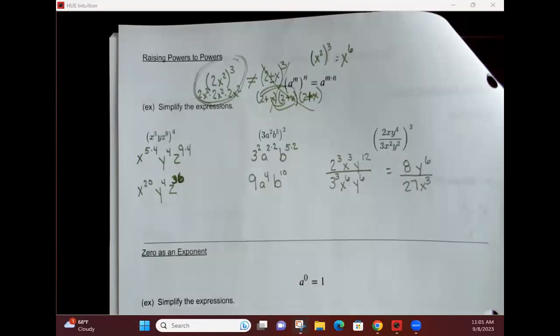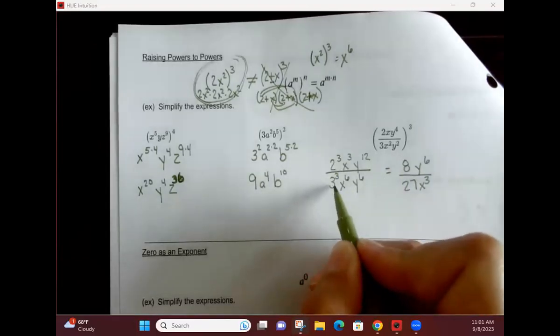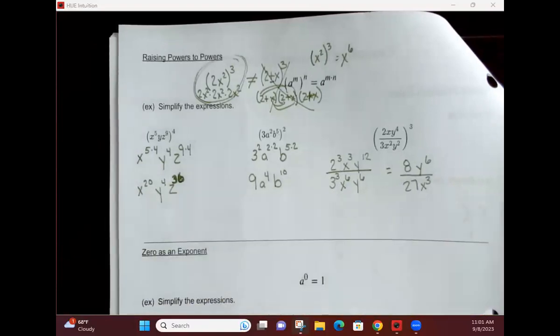Couldn't you distribute the exponent to 2 and then wouldn't you just subtract those exponents? These are not the same base, right? Oh, yeah. So that's why I don't apply those exponent rules.